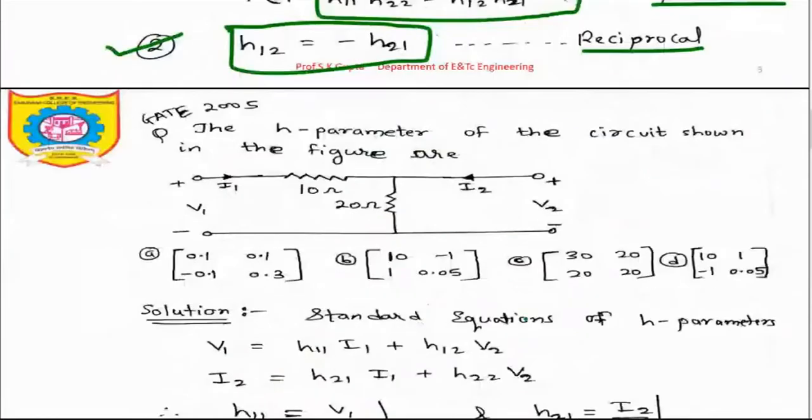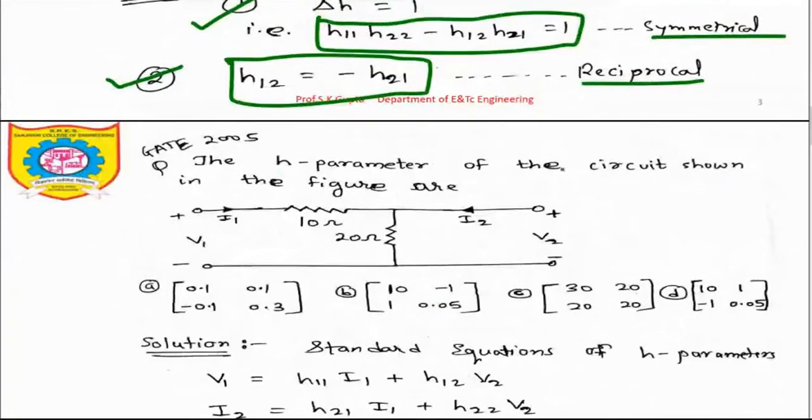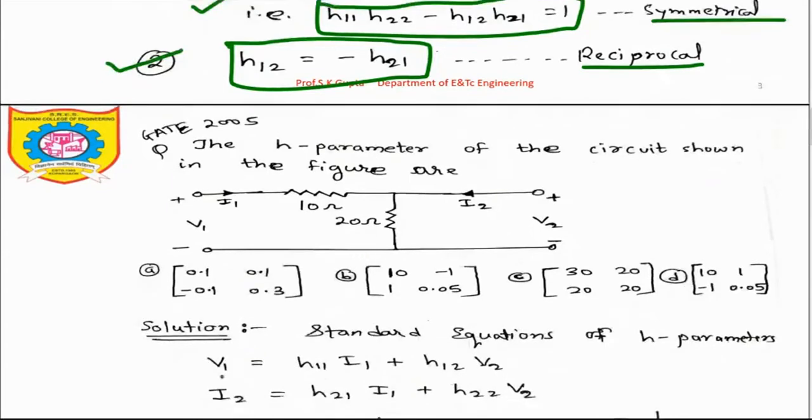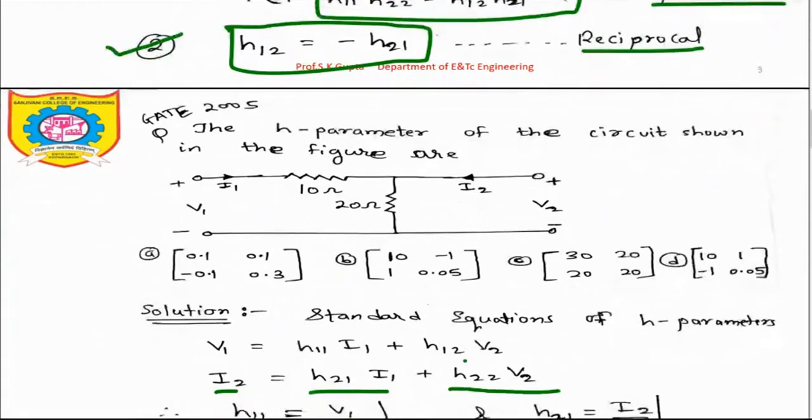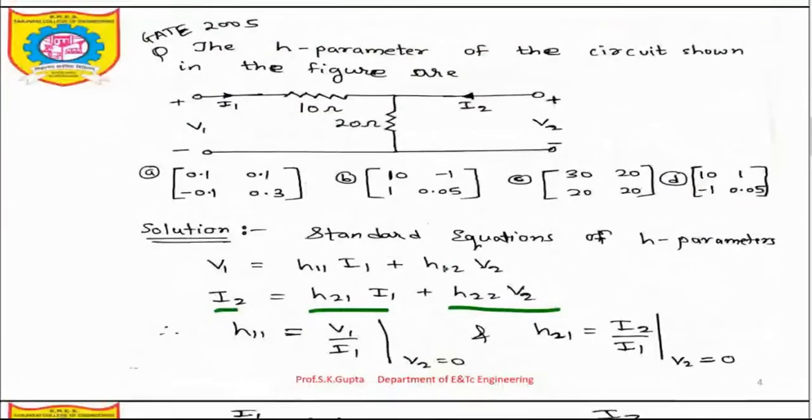Okay. So let's look at this GATE 2005 examination question. The H parameters of the circuit shown in the figure are. So we have to determine the H parameter matrix. Four options are available and one circuit is provided. So the resistance is 10 ohm here. Here the resistance is 20 ohm. Okay, so just write down the H parameter equations. V1 equal to H11 I1 plus H12 V2, and I2 equal to H21 I1 plus H22 V2. Then write down the formulas for H11, H12, H21 and H22. Okay, so here I have written the formulas for H11 and H21.